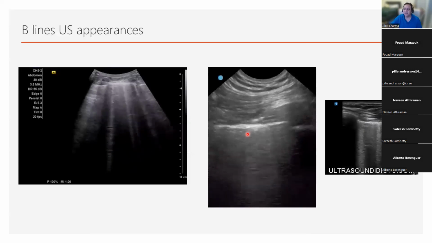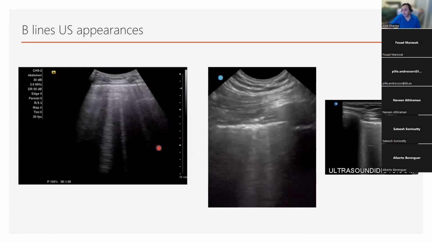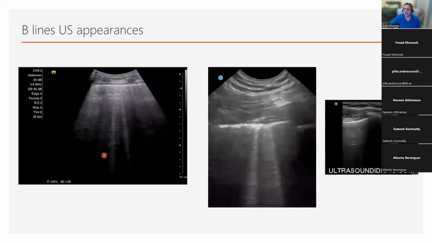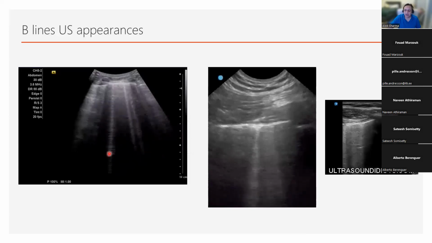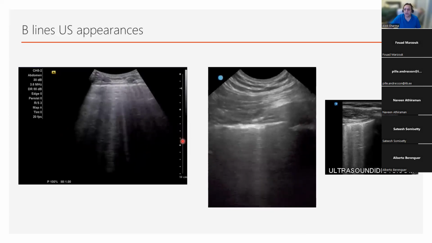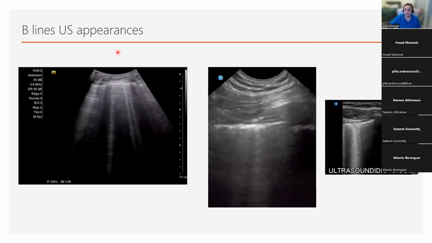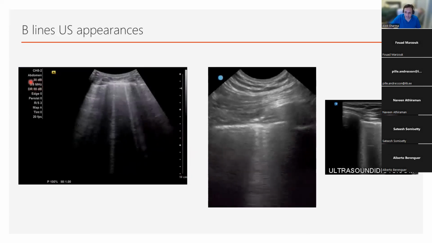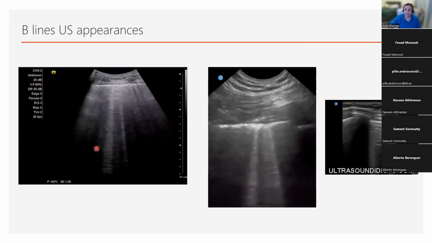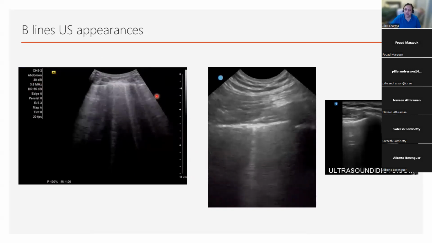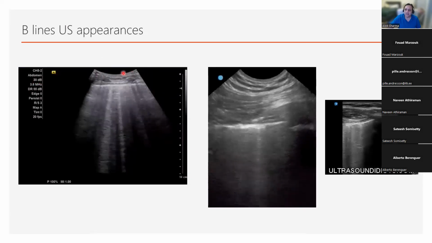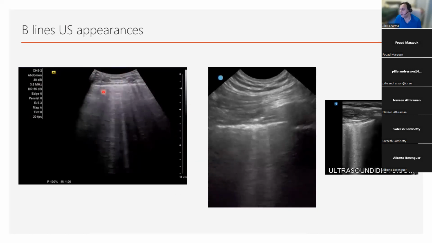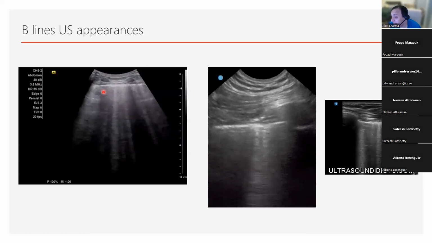Again, just to give you a little bit of an idea, these are all examples of B profiles, so more than 3 B lines per intercostal space. Again, I'm losing the deeper part of my lung because I'm using a convex probe, which is using a frequency of about 3.6 megahertz to try and get to as deep a part of the lung as possible. So what I'd say is that really, in order to get this to a good depth, this is 14 centimeters.